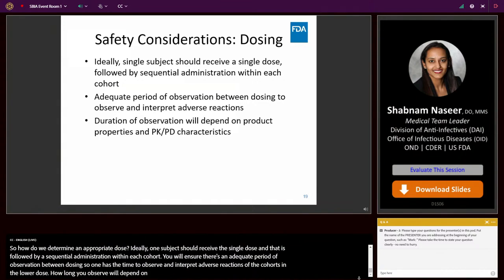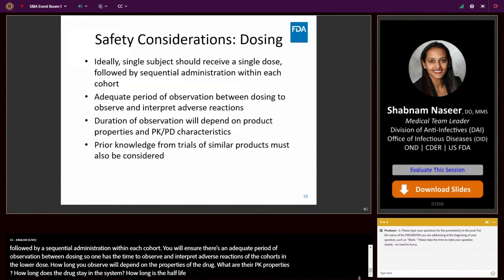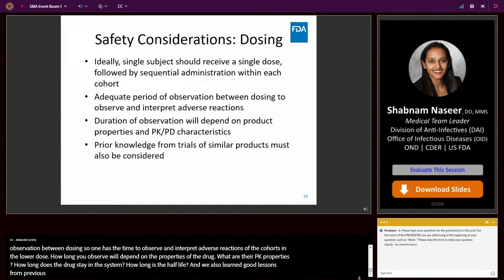What are their PK properties? How long does the drug stay in the system? How long is its half-life? And we also learn good lessons from previous trials conducted with similar products.